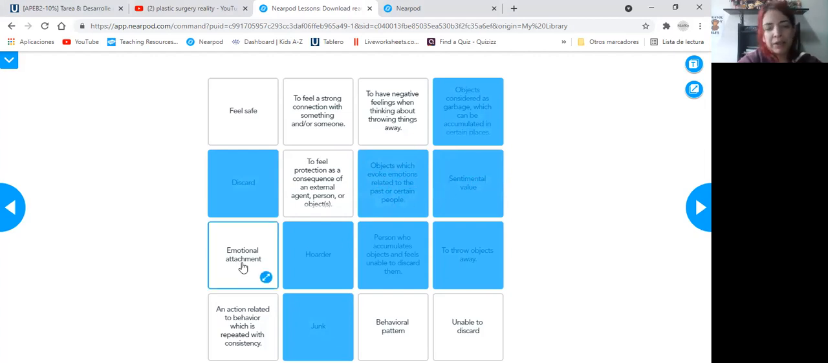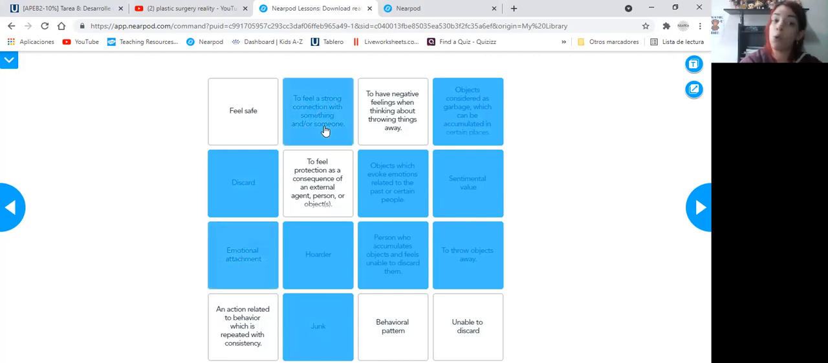And very similar but different to emotional attachment, exactly, Gonzalo. It is to feel a strong connection with something and or someone. Okay? People really don't have a sentimental value. It's mostly because objects remind you of someone, maybe. But emotional attachment, you can feel that with objects and or people. Very good.